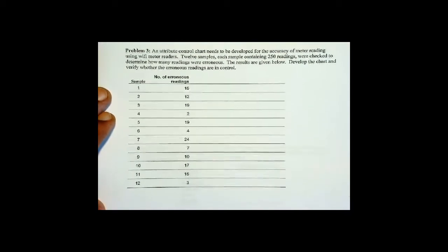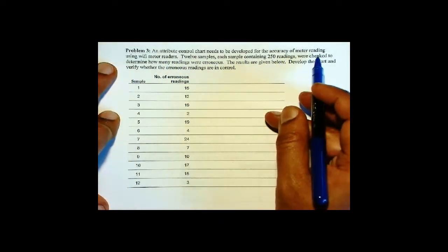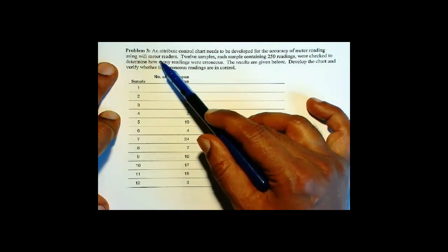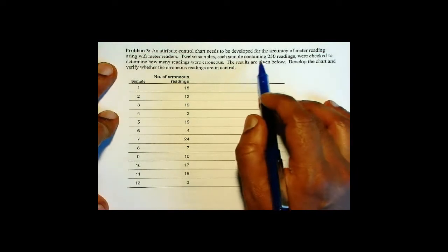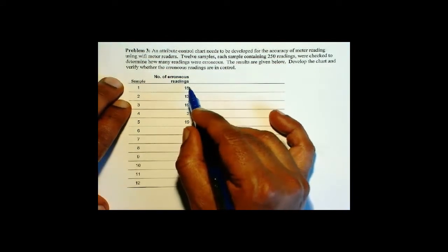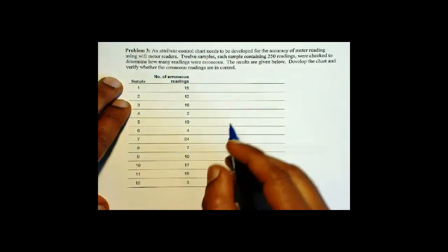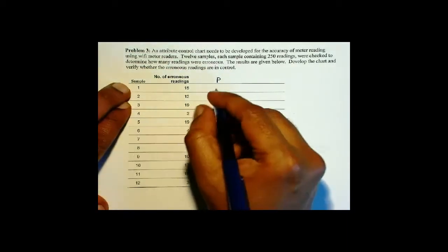So this is a P chart problem. An attribute control chart needs to be developed for the accuracy of meter readings using Wi-Fi meter readers. So 12 samples were taken, each containing 250 readings. And in each sample, how many erroneous readings were there?